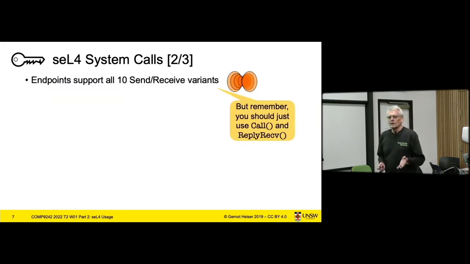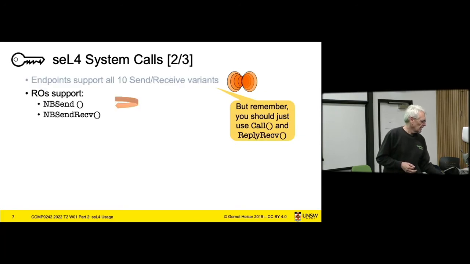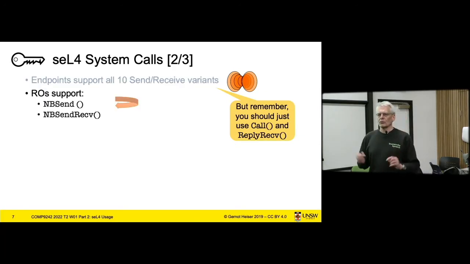So this is in principle all the system calls there are. Which ones apply depend on the actual object type, the type of capability you invoke. So if you're invoking an endpoint, that supports the full set of 10 system calls, but as I said, you should basically only use call and reply receive and occasionally a pure receive. If you use anything else, then you should be rethinking your design.